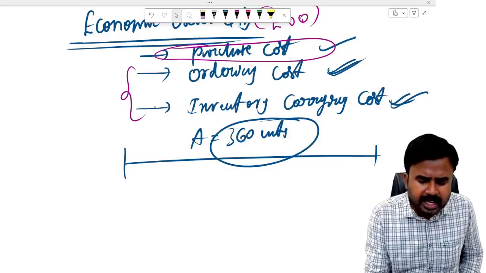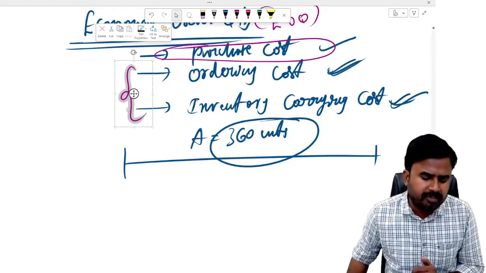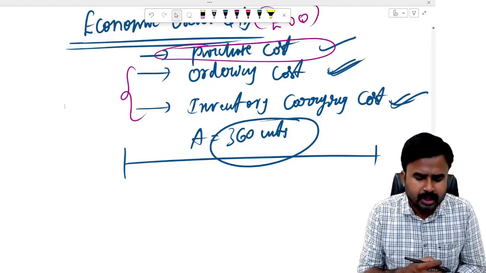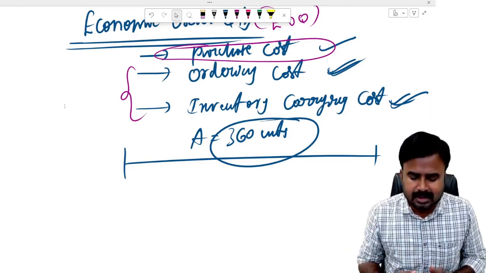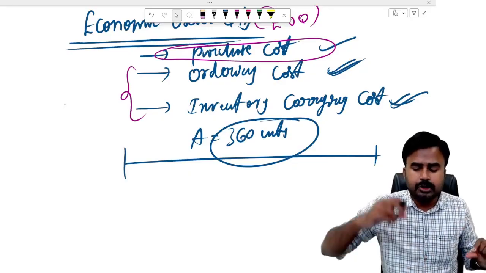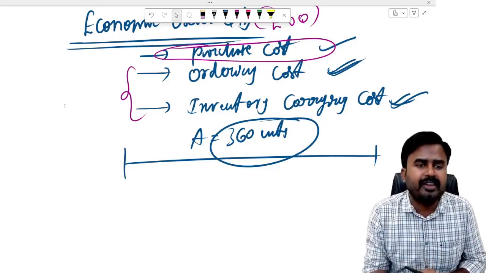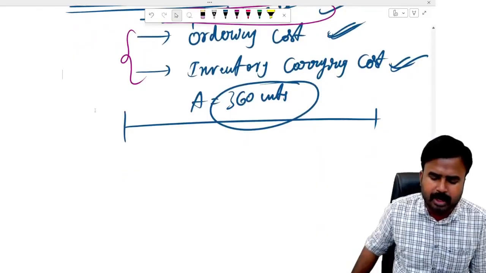The inventory carrying cost will be least. Why? Because I'm going to carry the least quantity of raw material, because I'm buying the ordering quantity in smaller lot size. But the problem is the ordering cost will increase because of more transactions. So I should not fix a smaller ordering quantity, nor a larger one. I should fix the economic ordering quantity where my total cost is minimum. That is the objective of this concept, EOQ, economic ordering quantity.